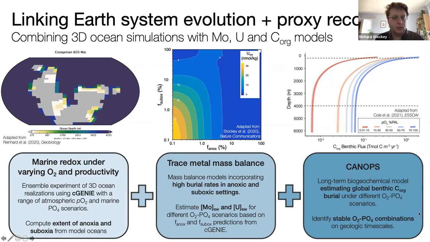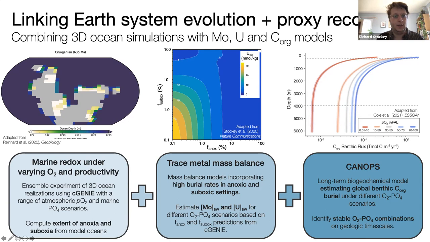I combine those model results with a trace metal mass balance for molybdenum and uranium, and incorporate both anoxic and suboxic settings, with suboxic environments broadly parameterized to correspond to ferruginous settings in my previous slides. And we then generated estimated seawater molybdenum and uranium values for each of those productivity and oxygen scenarios. Finally, we use the CANOPS biogeochemical model to provide associated organic carbon burial fluxes for each of those scenarios. I should highlight this is mainly based on an awesome paper that's currently in review by Devon Cole. And using that CANOPS model, we also identify stable O2 and productivity states on geologic timescales.